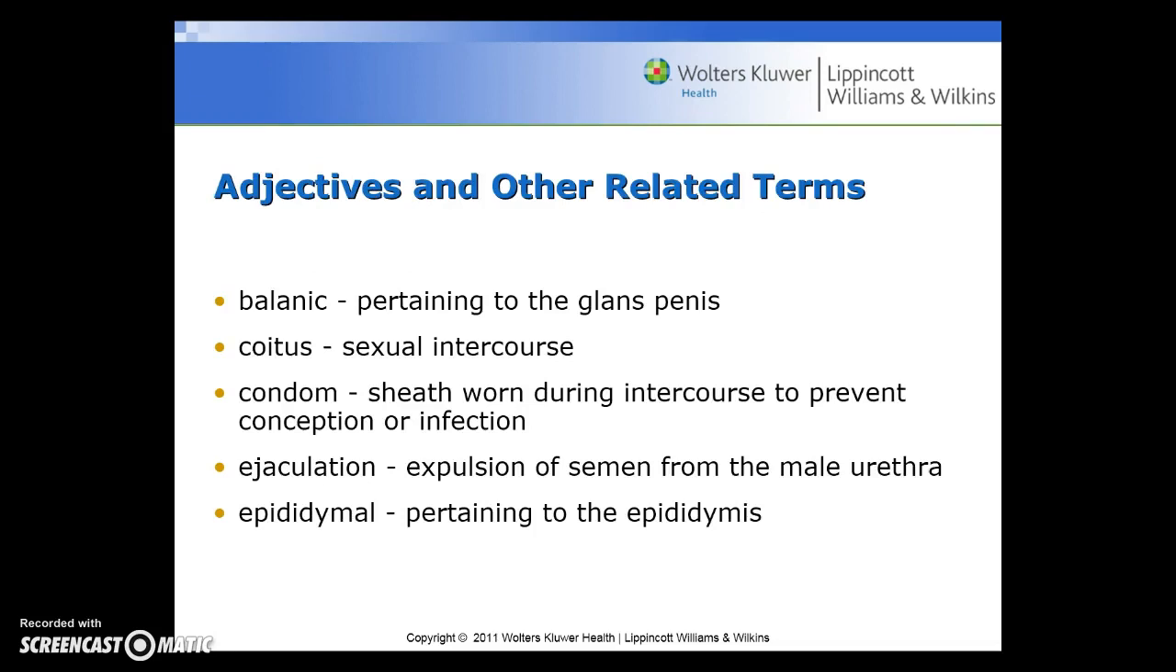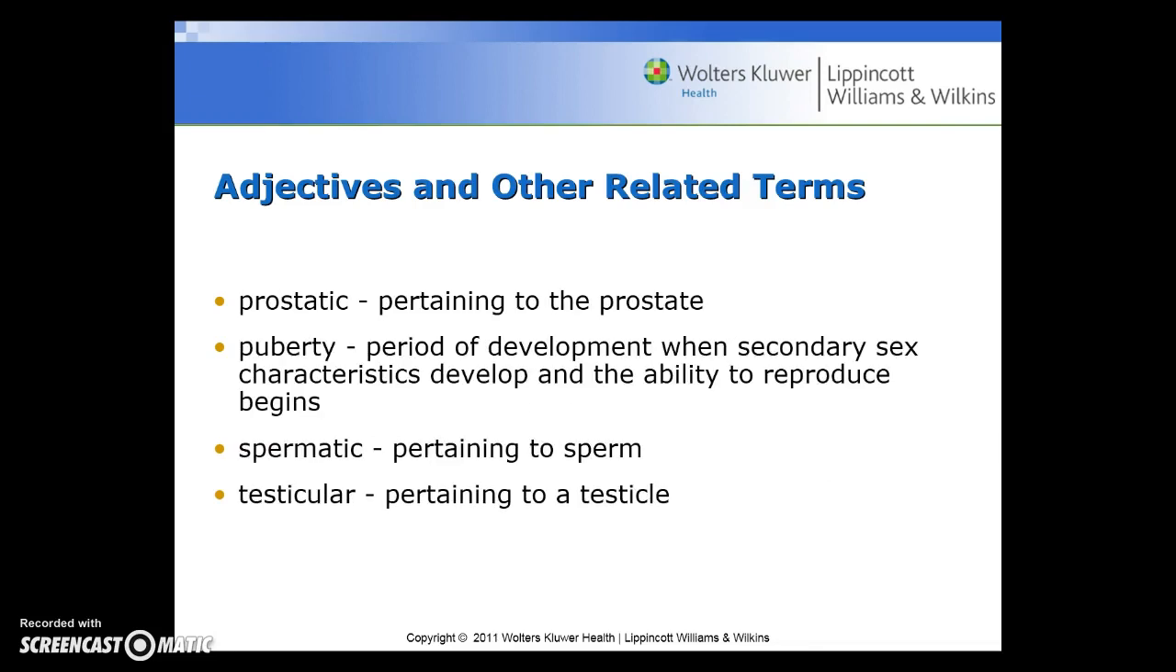Adjectives and other related terms: balanic for pertaining to the glans penis, coitus for sexual intercourse. Condom is the sheath worn during intercourse to prevent conception or infection. Ejaculation is the expulsion of semen from the male urethra. Epididymal is pertaining to the epididymis. Prostatic, for pertaining to the prostate. Puberty, the period of development when secondary sex characteristics develop and the ability to reproduce begins. Spermatic, for pertaining to sperm. Testicular, for pertaining to a testicle.